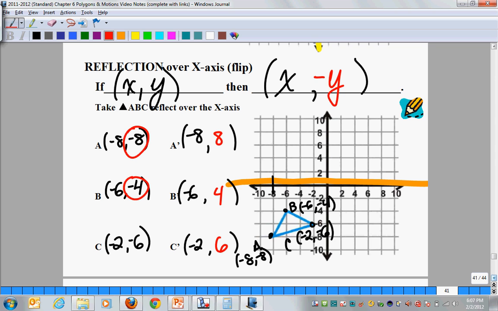Let's plot those new points. So sub A is going to be -8, +8. That's our sub A. Sub B is -6, +4. And sub C is going to be -2, +6. Close it up. You can see here that all we did is take this image and we flipped it over the x-axis. We flipped it over the x-axis by oppositing the y.